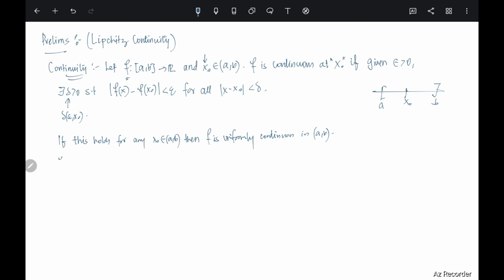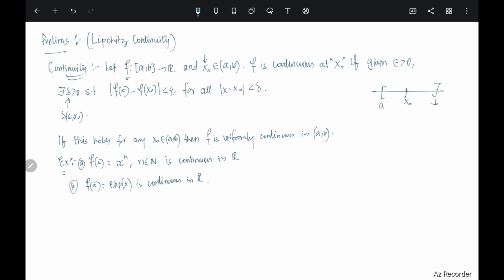Now what are the examples? We already know that f(x) equals x squared, all those functions. Any polynomials essentially, x to the power n, n in N, are continuous in R. It doesn't really matter what interval you take, it is R. And also you can have f(x) equals exponential of x, which is also continuous in R. Similarly, there are lots of other examples which you can construct in R. Okay, so that is continuity.